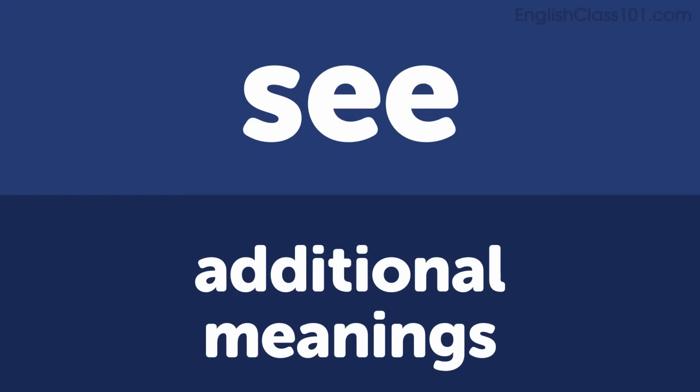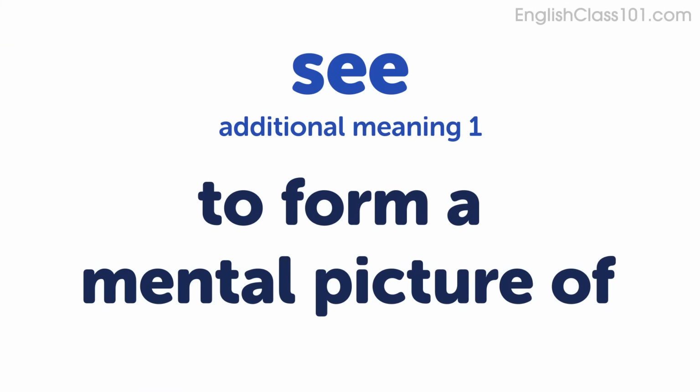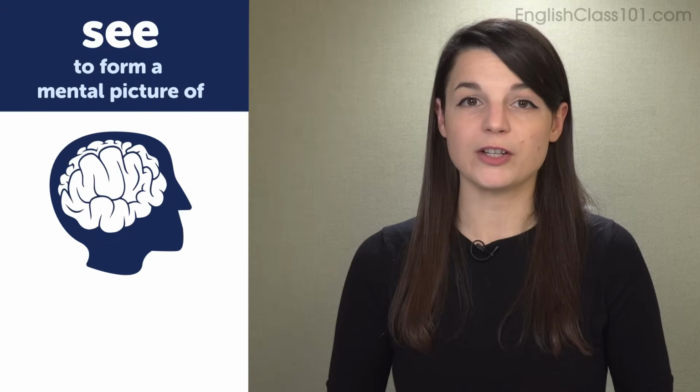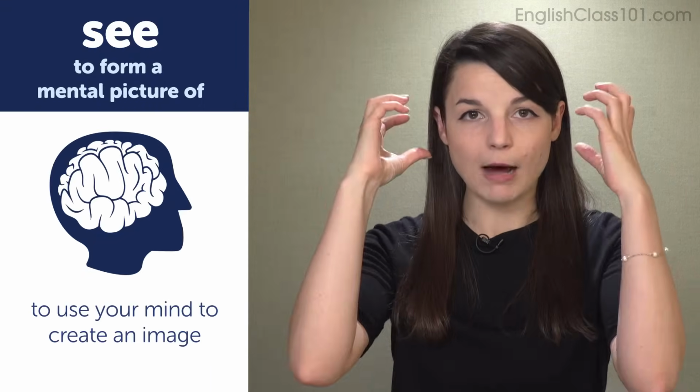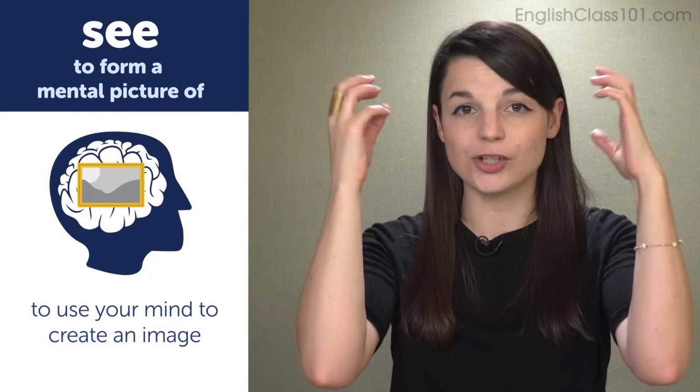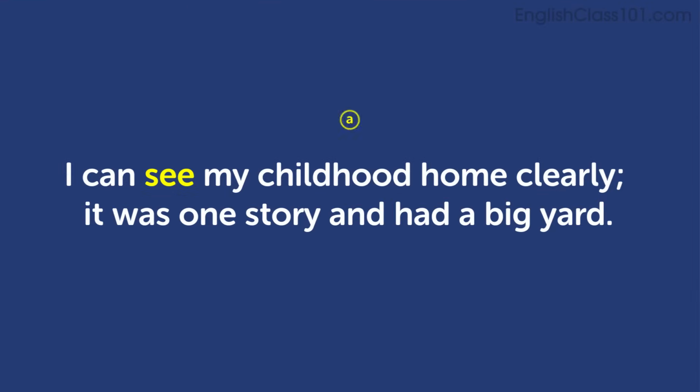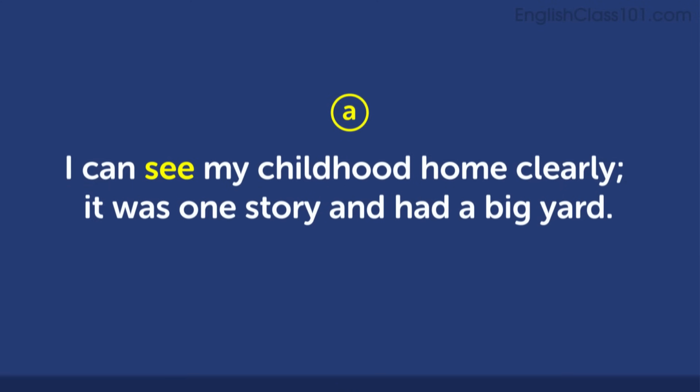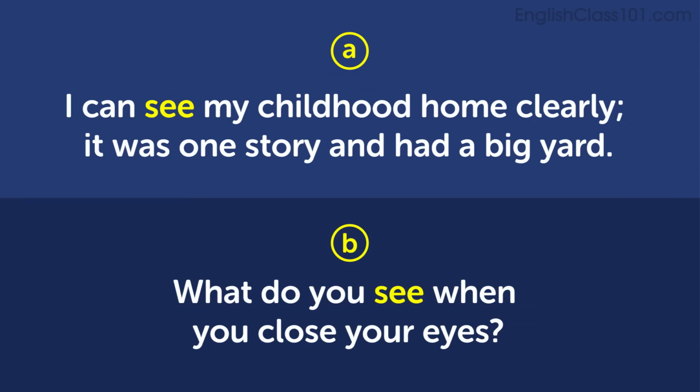Let's talk about a few additional meanings of the verb see. First one: to form a mental picture of. To form a mental picture of means to use your mind to create an image. So see has the meaning of creating an image in your mind. For example, I can see my childhood home clearly. It was one story and had a big yard. What do you see when you close your eyes?